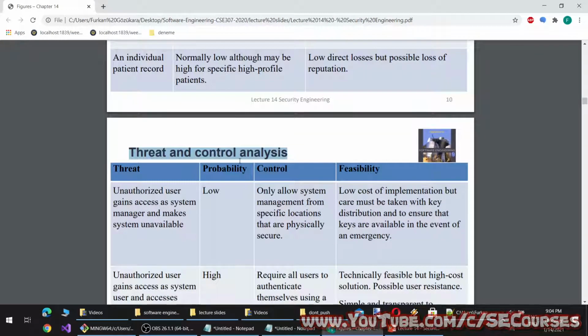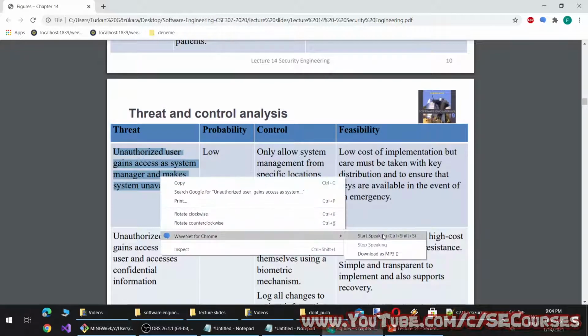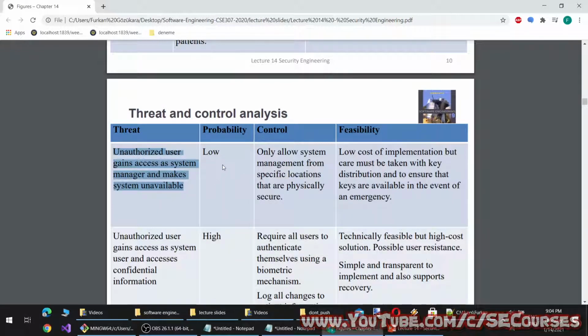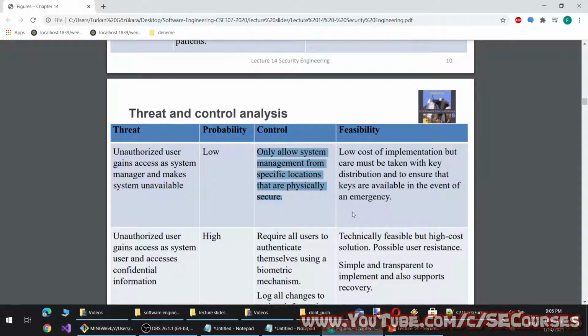Okay. And threat and control analysis. So the threat, number one threat. Unauthorized user gains access as system manager and makes system unavailable. So probability is Low. Control. Only allow system management from specific locations that are physically secure. So if you allow system management to be possible from only specific locations, it is very low for a threat actor to gain unauthorized access.